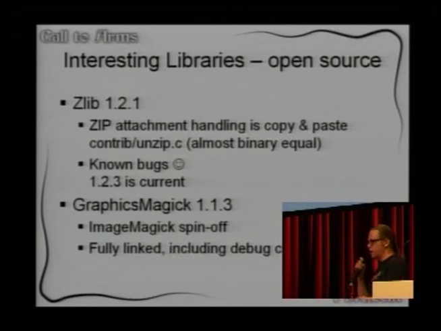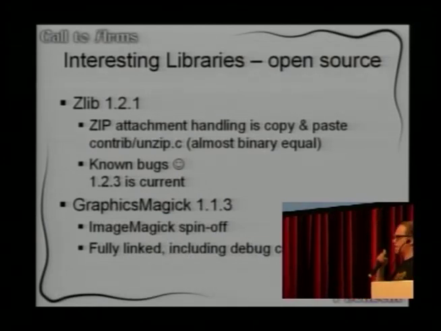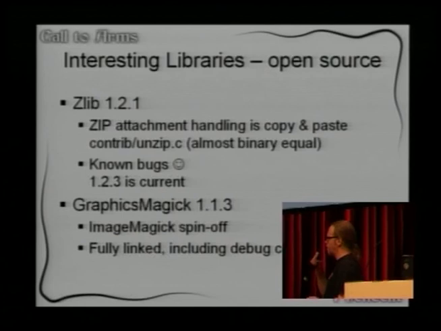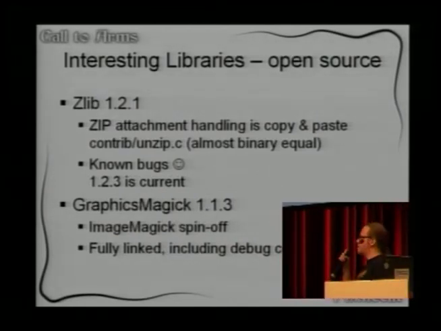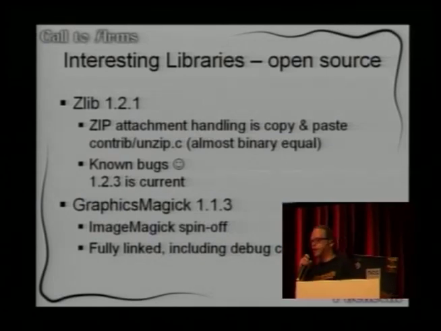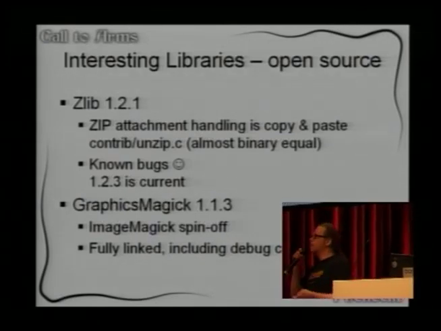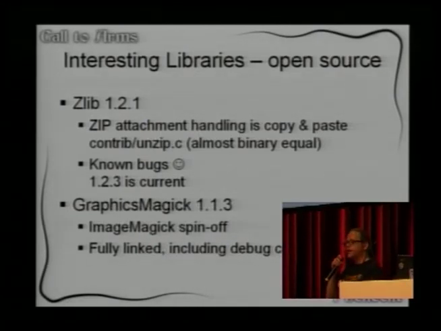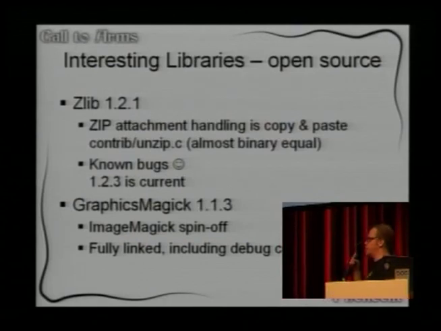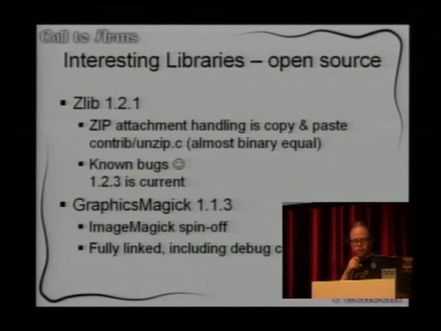GraphicsMagick actually is a lot bigger than that. I think the latest version is like 35, 40 megabytes of plain C code. And it's fully linked, including the debug code, so you can match one-to-one. The same for the zlib, for example. You can match one-to-one what code they took. So the unzip code is actually unzip.c from the contrib directory of zlib. And you can sit with the binary and the source code and match it one-to-one. So with debug symbols, it's really easy to do the same for GraphicsMagick.